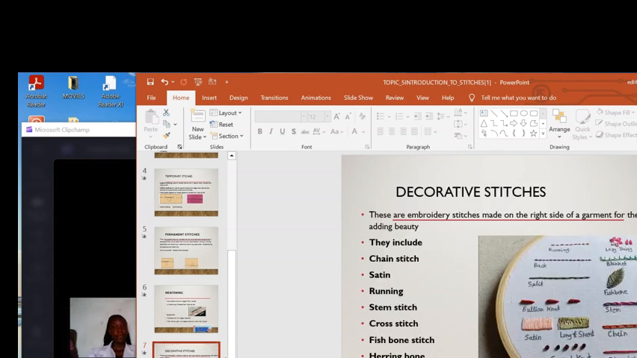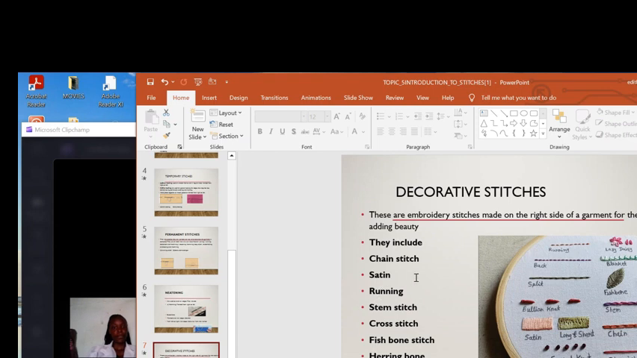The last classification group was decorative stitches. What are these decorative stitches? These are embroidery stitches made on the right side of the garment for the sake of adding beauty. They are mostly visible since they can be seen from outside of the garment.